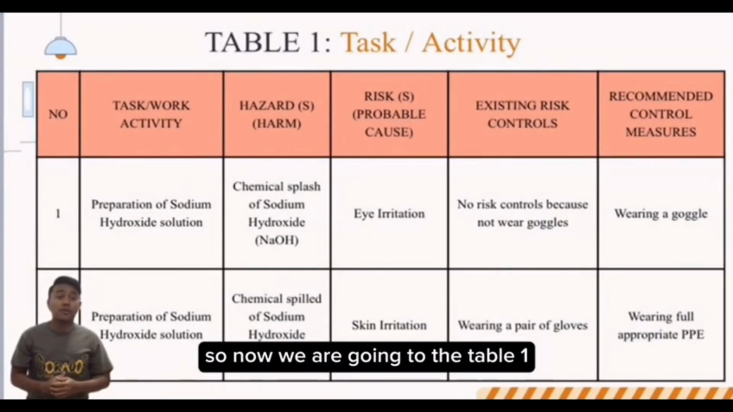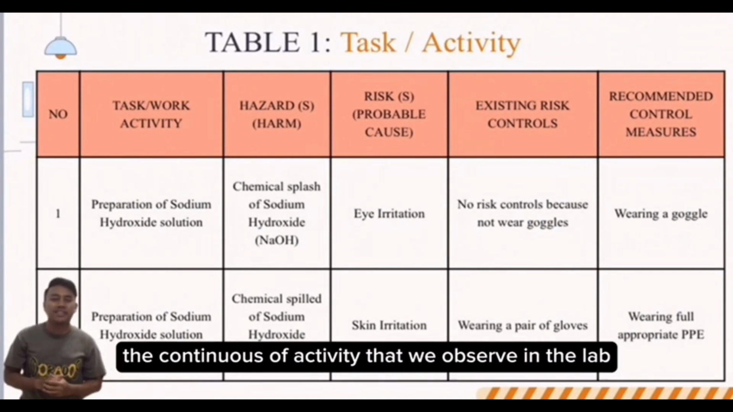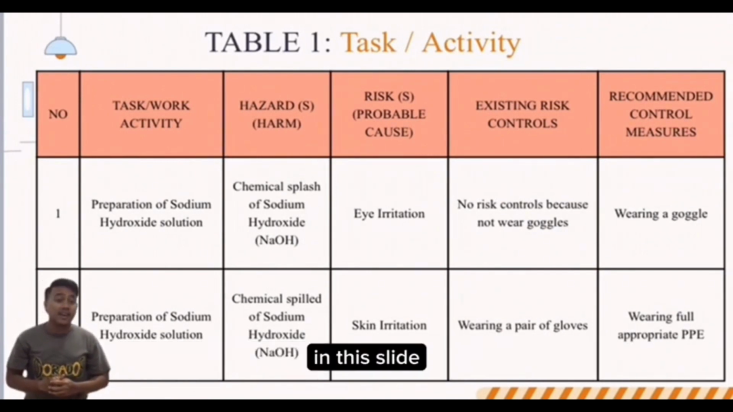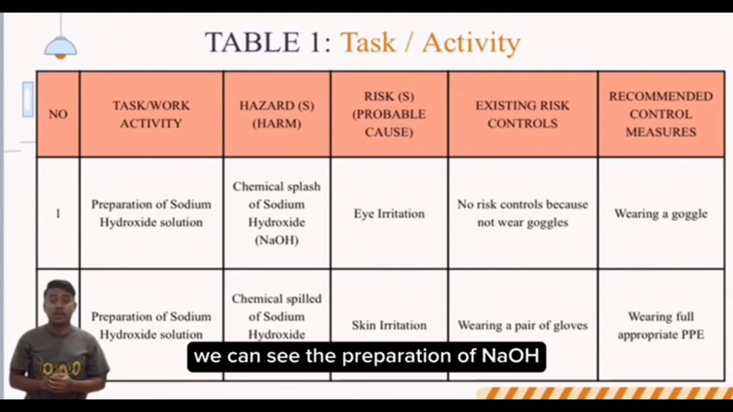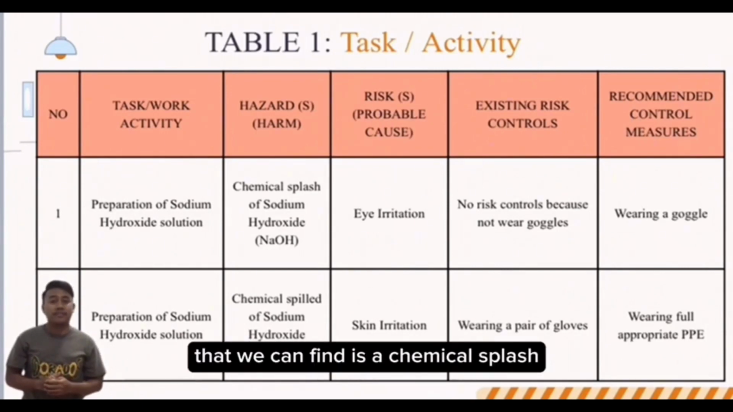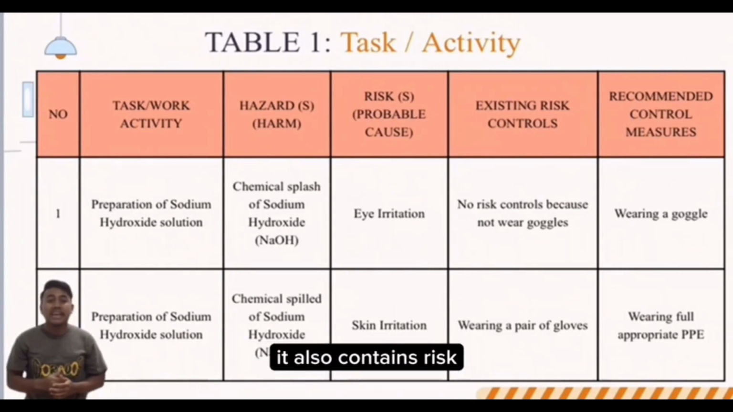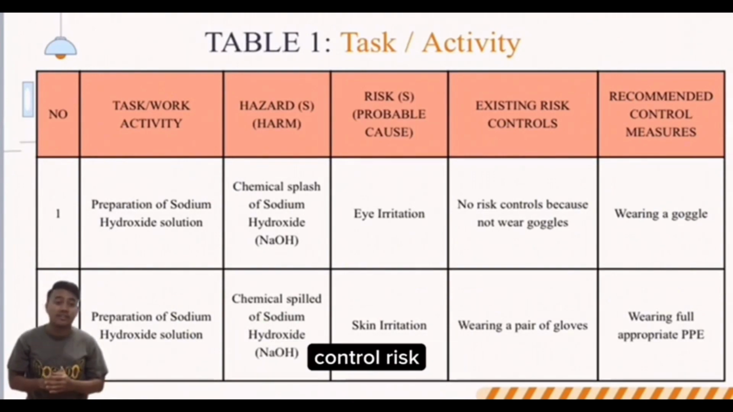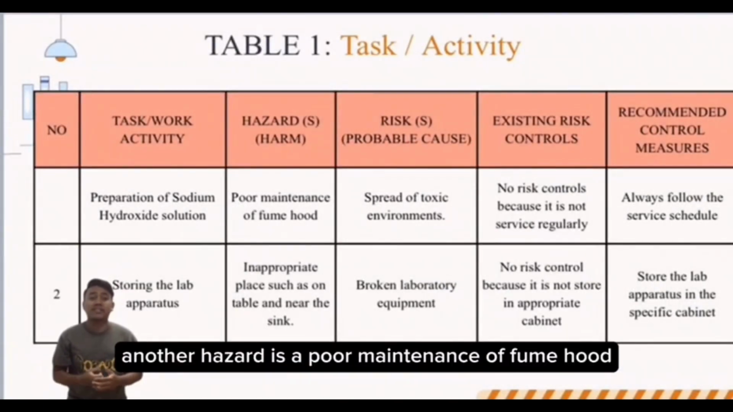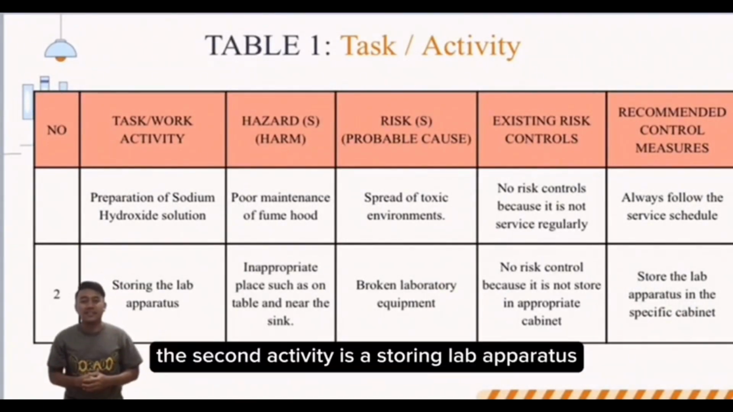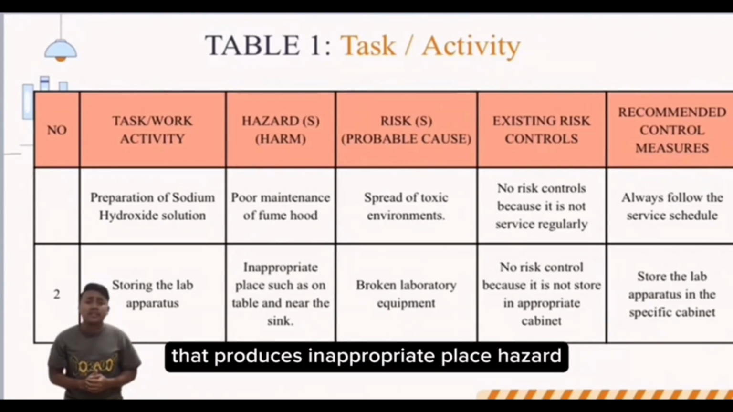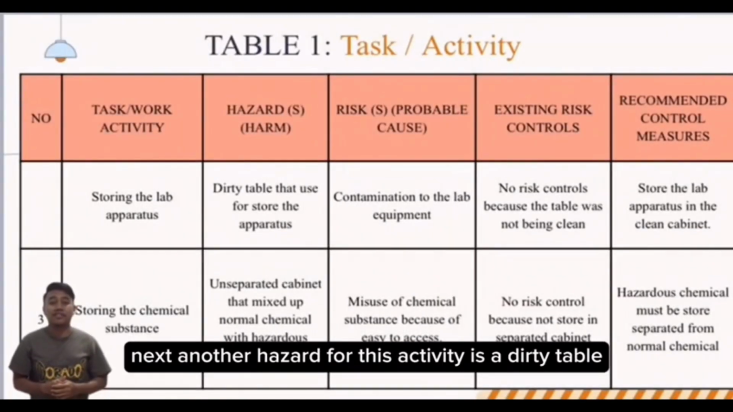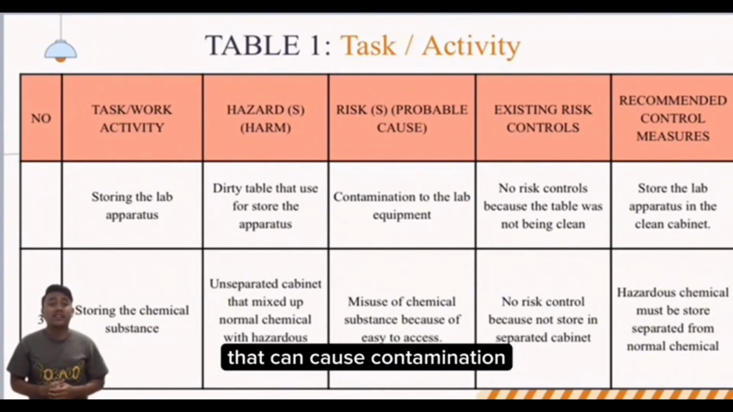So now we are going to Table 1, which contains a list of activities that we observed in the lab. In this slide, we can see the preparation of NaOH solution, and the hazards that we can find are chemical splash and chemical spill. It also contains risk, existing risk control and recommended risk control. It can be referred to through the slides. In this slide, another hazard is poor maintenance of the fume hood. The second activity is storing the lab apparatus, which produces the hazard of an inappropriate place. Next, another hazard for this activity is a dirty table that can cause contamination.